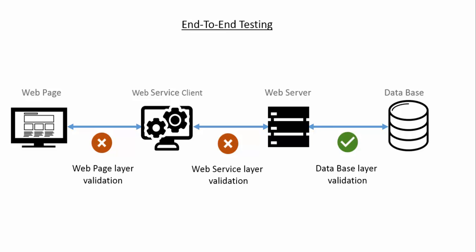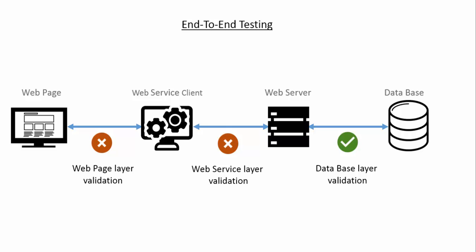So for example, in this case, the web server communicating with the database, that layer is correct. Your database layer has been validated. But web service client communicating with the web server, that's where there's an error. So you can see that the web service layer validation has failed. So now from a developer or QA perspective, you know exactly that the error is between the web service client and the web server. So you can go ahead and resolve that issue.